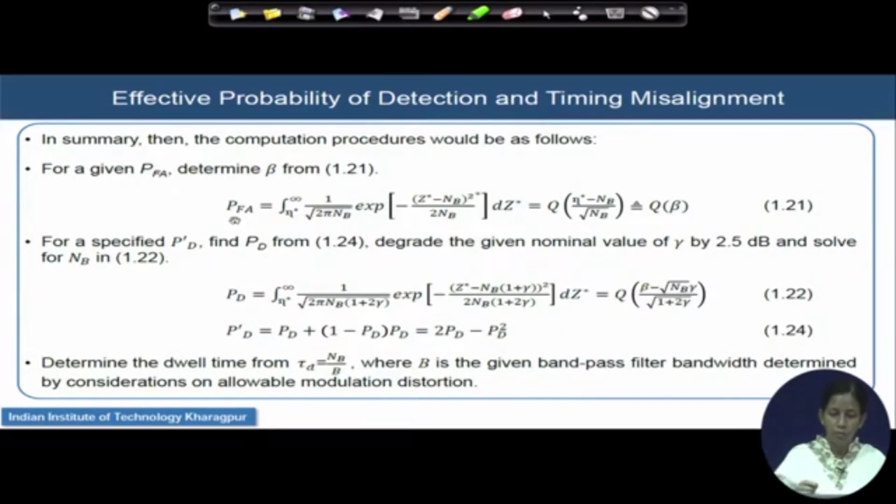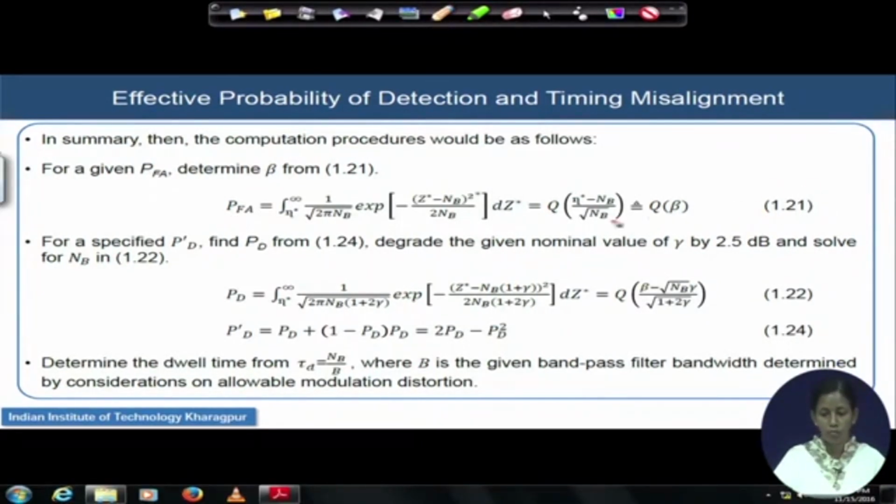You first compute the probability of false alarm, going by equation 1.21, which is exactly similar to the way we defined earlier. Then you use this beta to compute the theoretical detection probability following the expression of 1.22, which was also defined earlier. You may substitute all the values of gamma and so on. For specified PD dashed, find PD from this 1.24 and degrade the given nominal value of gamma by 2.5 dB and solve for NB. Now you solve for NB to get the value of the dwell time tau d, and then you can get the approximate idea about tau d.